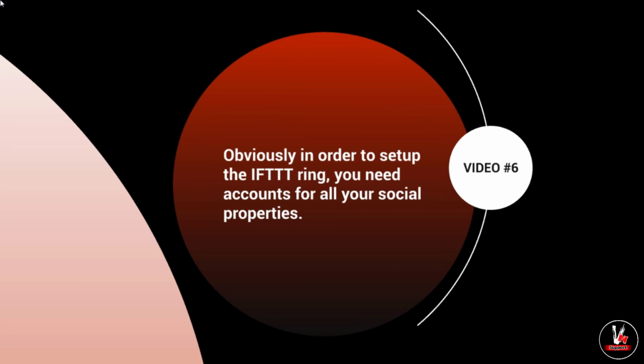Okay, so obviously in order to set up the IFTTT ring, you need to have accounts for all of your branded social properties. So in other words, you need to have the username and password for Facebook, for Twitter, for all the other social media properties. Now obviously if you already have some, then great, you don't have to create those. But for the ones that you do not have, you want to be able to create those.